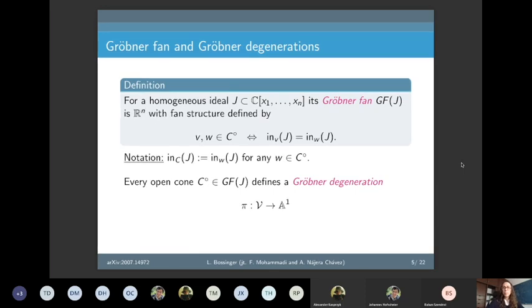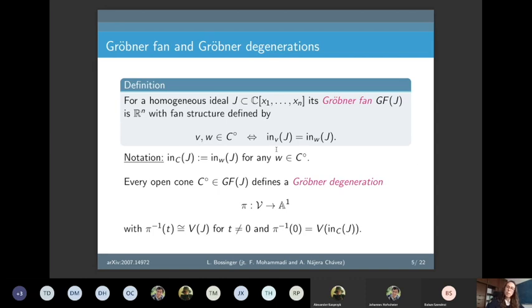That's a flat family from some normal variety V to the affine space A1 with two types of fibers. If I consider a fiber over a point that is non-zero, it's going to be isomorphic to the vanishing set of my ideal. And if I consider the special fiber, or the fiber over zero, it's going to be equal to the vanishing set of the initial ideal.